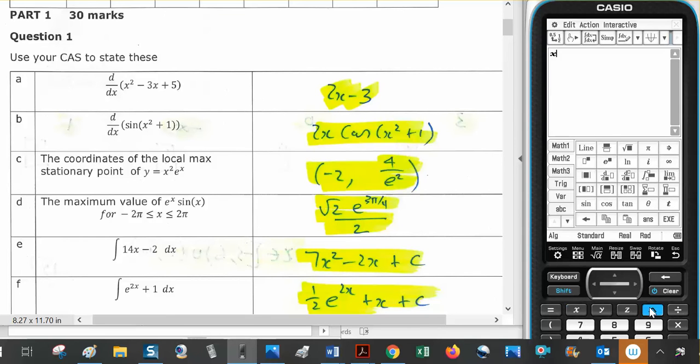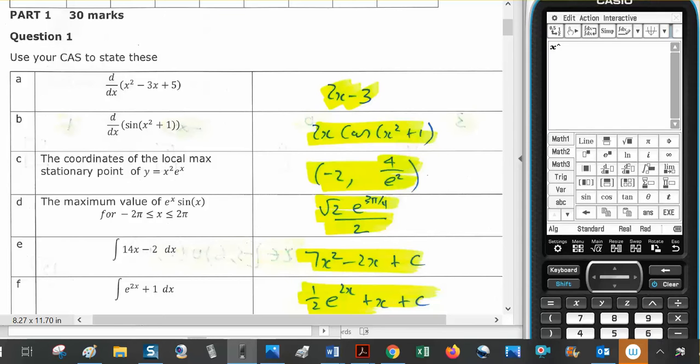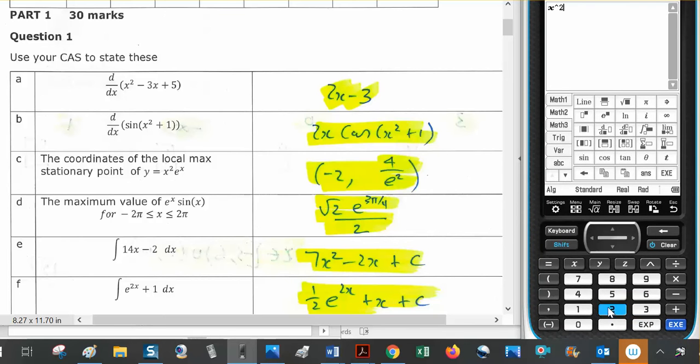So x squared minus 3x plus 5, and I select that. Math 2 derivative with respect to x. Execute, there's your answer. And in the second one, the same thing except it is the sine of, in brackets, x squared plus 1.